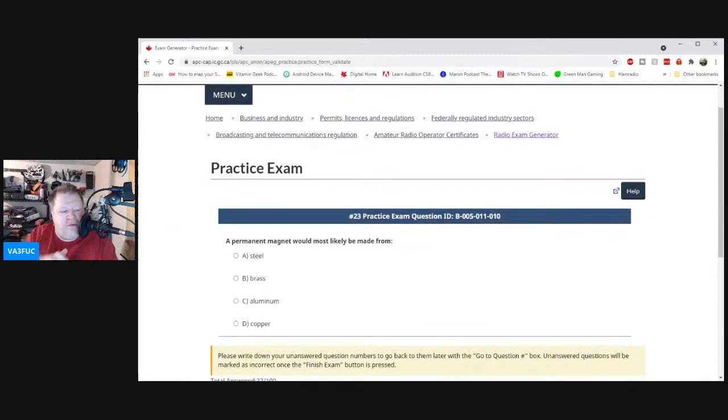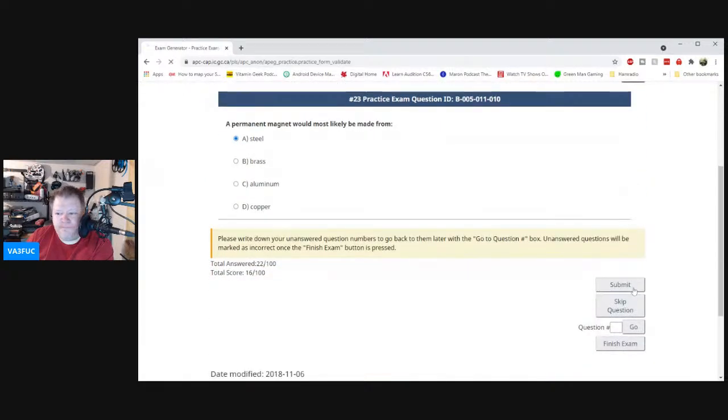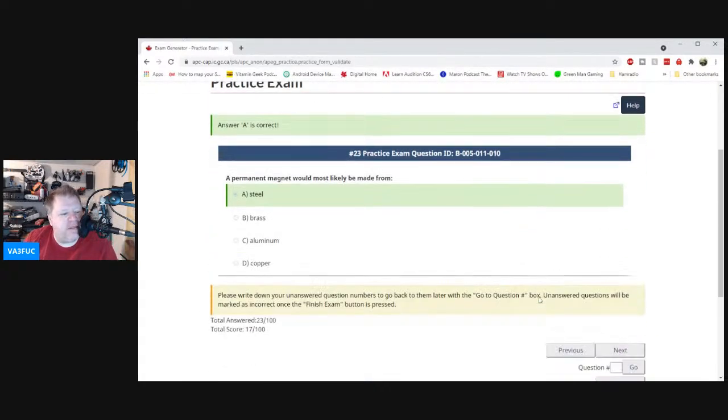Okay, so a permanent magnet would be most likely made of blank. So is it steel, brass, aluminum, or copper? Okay, well, we know it's not copper because it's a silver color. So it could be either steel or aluminum. We just cut brass and copper out of there. Aluminum, if I remember correctly, is not that magnetic. It doesn't have a lot of magnetic properties. I'm going to say it's steel. Steel just sounds right. A is correct. Next.